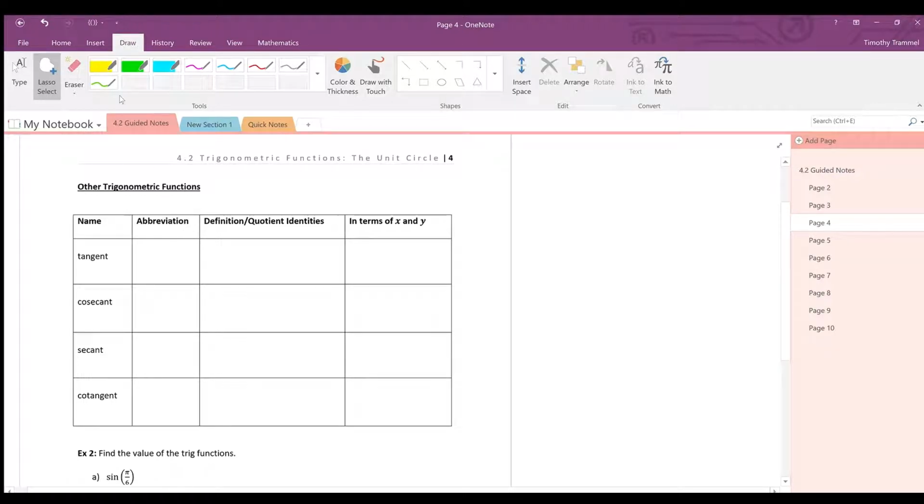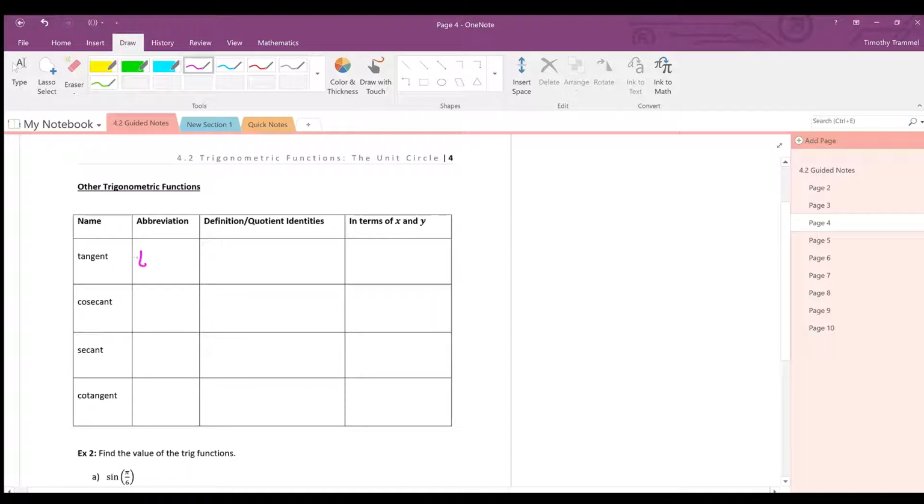Now that we've finished up the unit circle, what we're going to do is learn about 4 more functions other than sine and cosine, and then we're going to practice using that unit circle. Let's start off here with this first one, tangent.